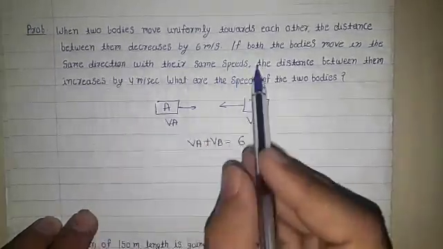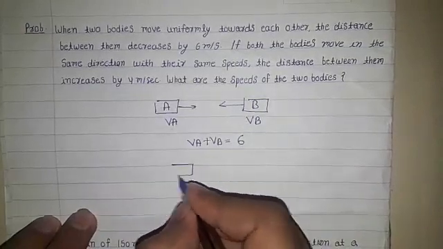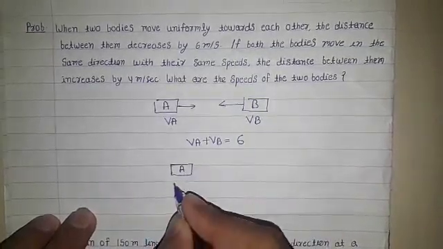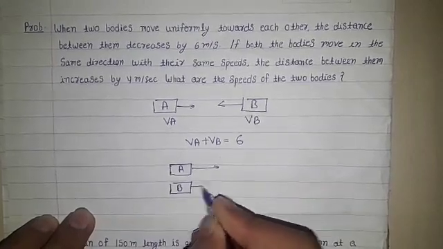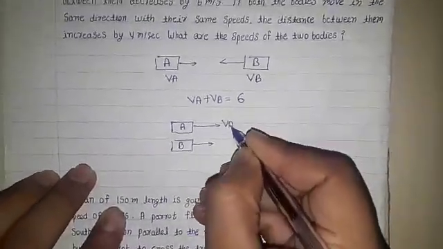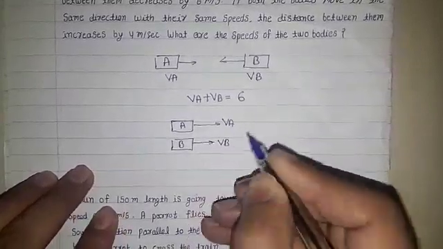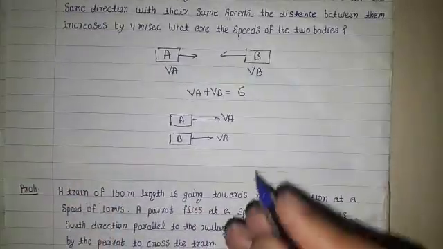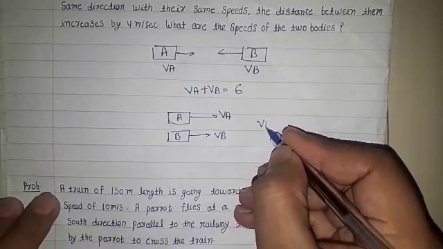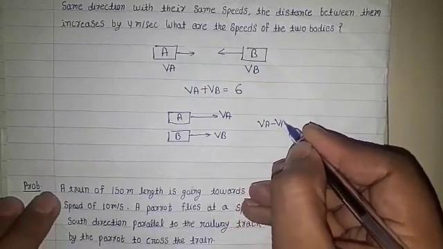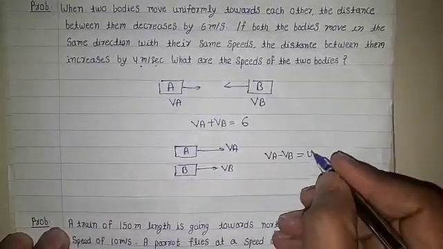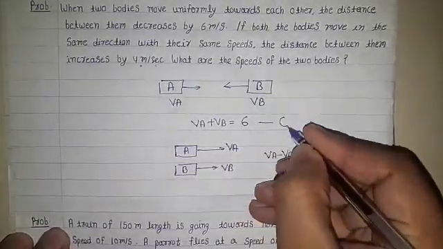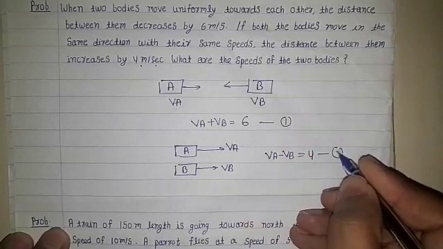The second case is both are moving in the same direction. Suppose this is A and this is B, both moving in the same direction. So according to the rule, when both are moving in the same direction, their velocities are subtracted. It means VA minus VB is equal to 4 meters per second. This is equation number 1 and this is equation number 2.